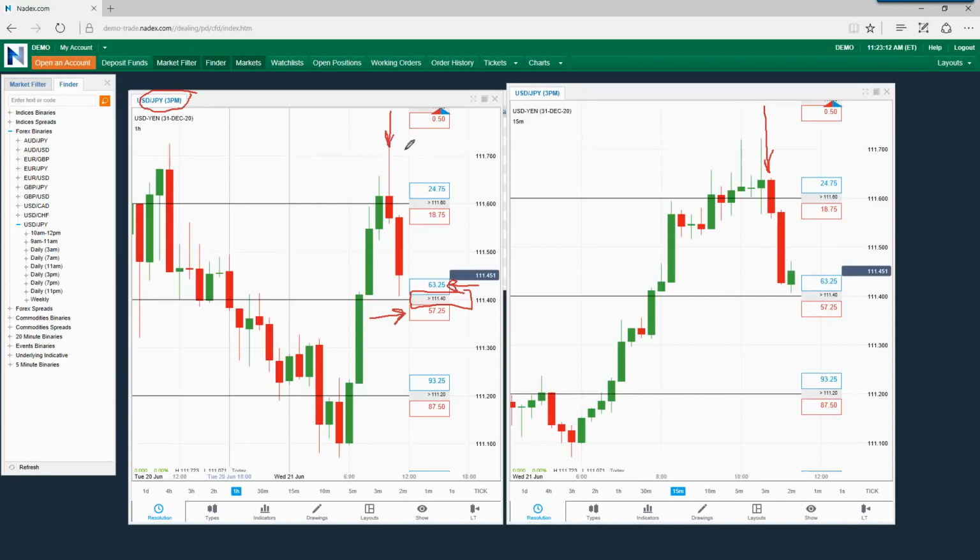How did the upper tail form? Okay, this is a red bar, so this is your open right here. Okay, this is the body. The open is at the top of the body. So when this opened, it went up, it formed a high, and then it came down and it closed right here. That's what formed the tail. They pushed price up and then they came back and they closed it on the very low.